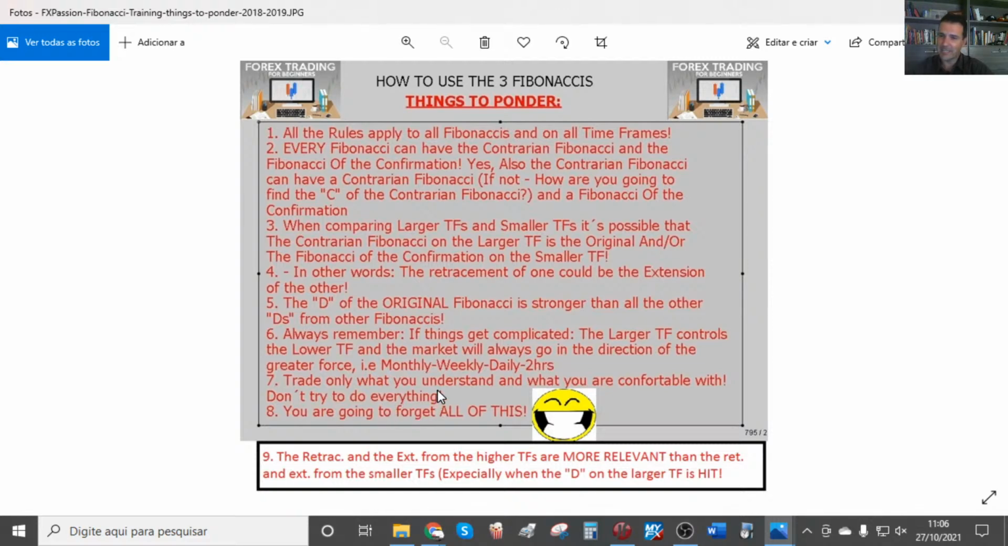You are going to forget all of this. No, I'm not. I mean, there are a lot of things to remember, right? Type in the chat, everybody, that's done, so we can go back to the chart. Okay.